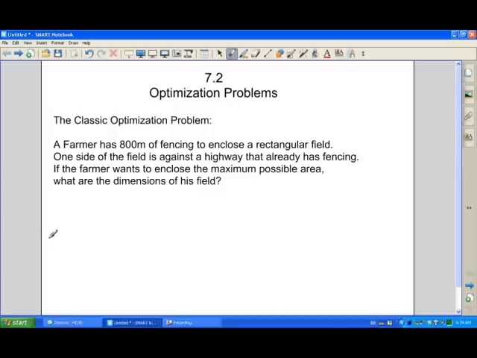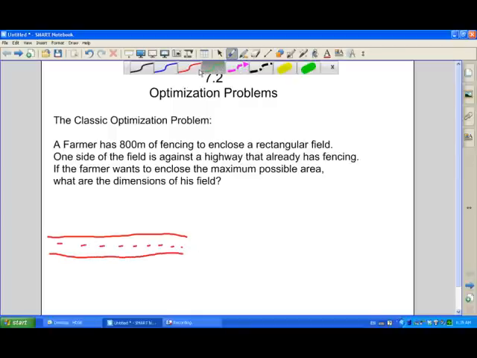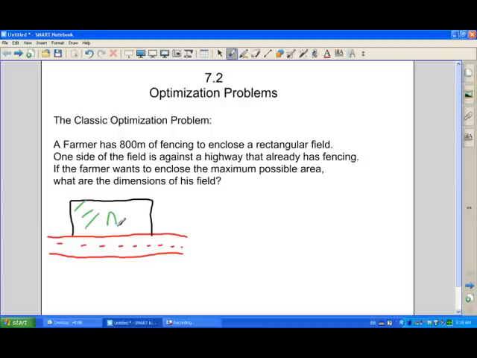So let's start by just drawing a diagram to show what this looks like. Let's use the red line to represent our highway. We'll fence in this field. Since we have the highway on one side, we only need to use 3 sides of a rectangle to fence in this field. So we're interested in maximizing the area of that enclosed area. Call that side our length. The other 2 sides our width.